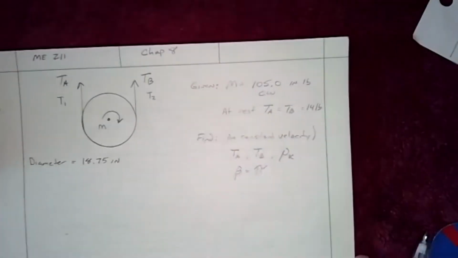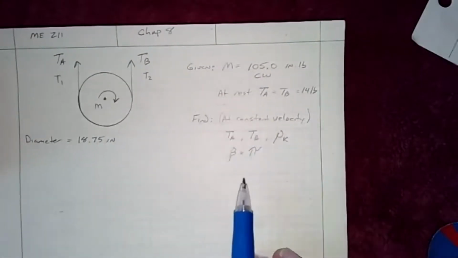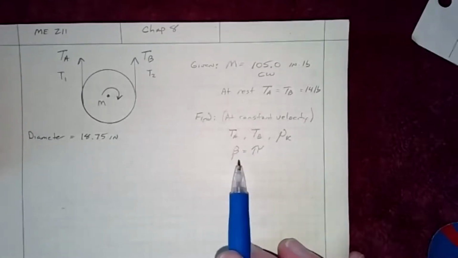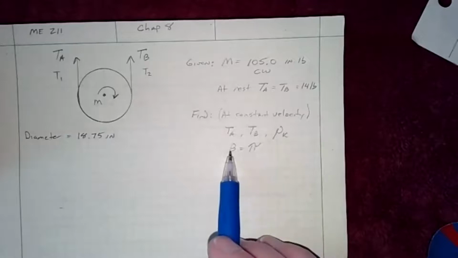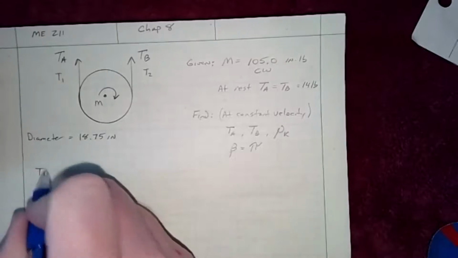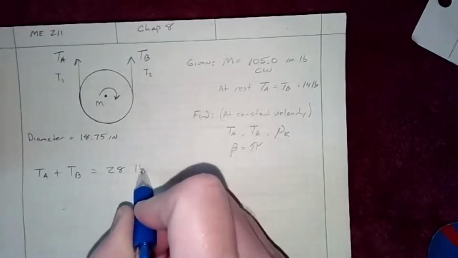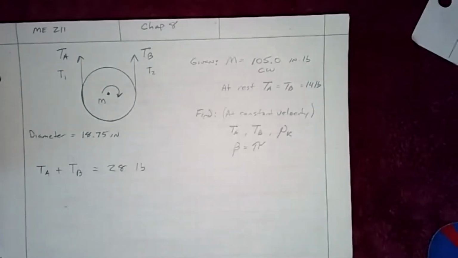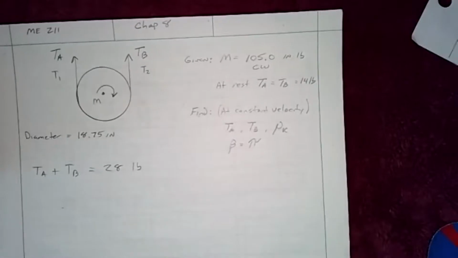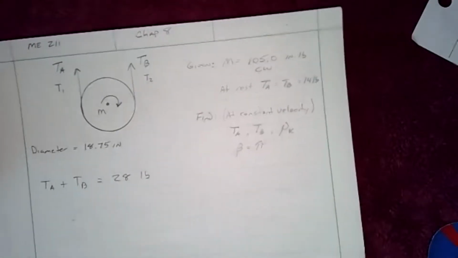So we know that we have the 105 inch-pound clockwise moment. At rest, we know that equals that. So we want to find this, this, and this, and we know our beta is equal to pi. First equation: TA plus TB has to equal 28 pounds. Regardless of how they change, we know that the net tension has to total 28 pounds. We just don't know how much is carried by which.